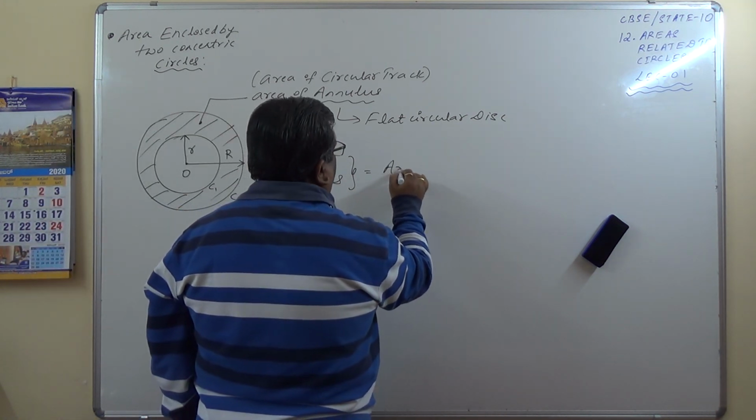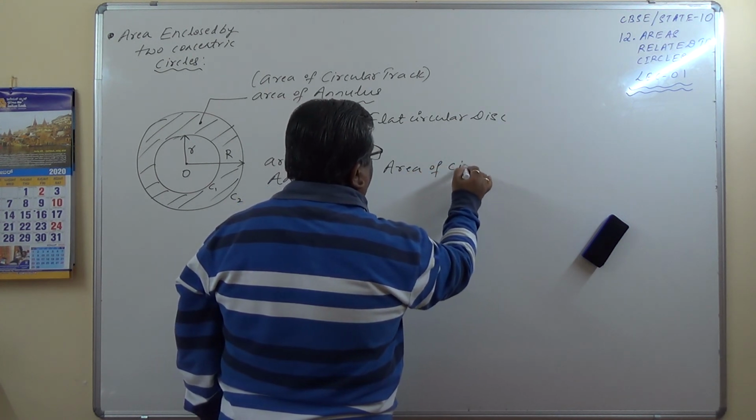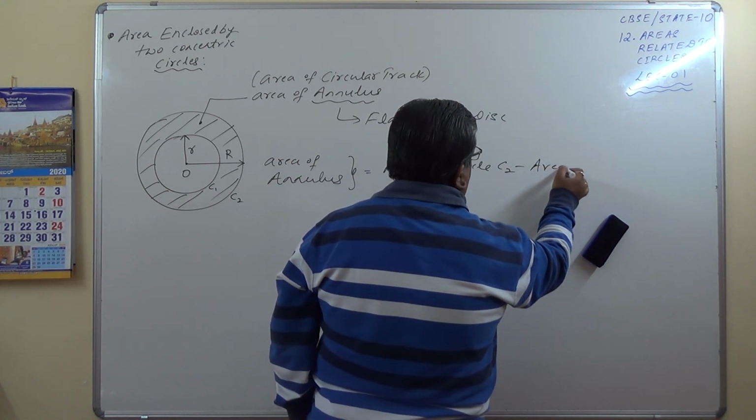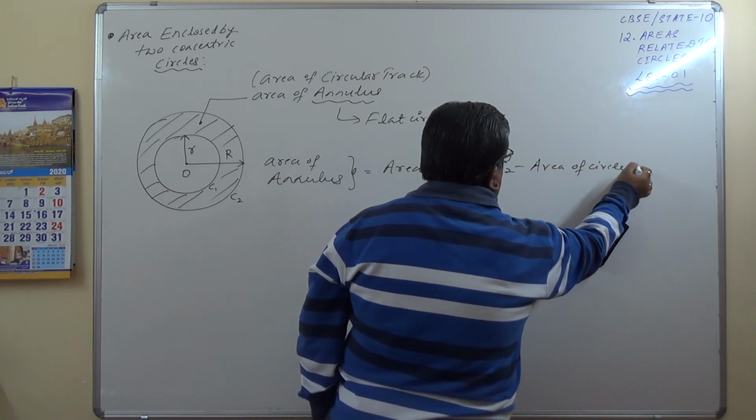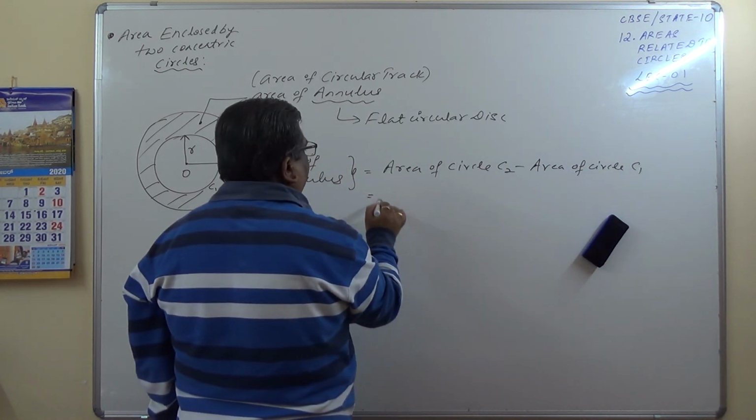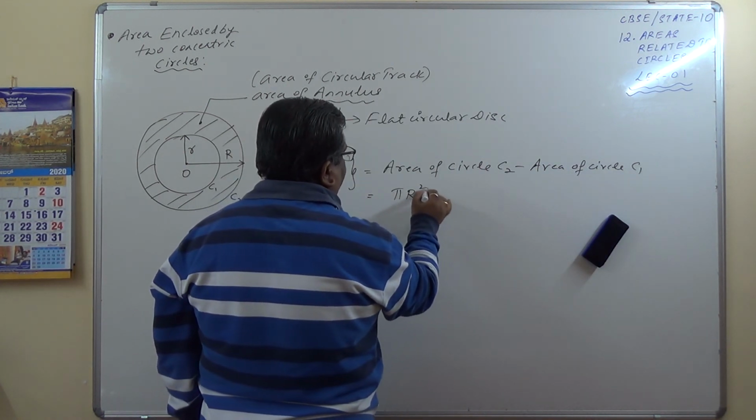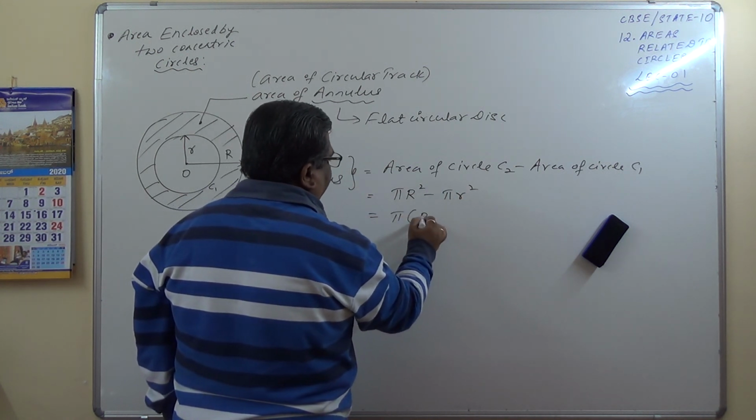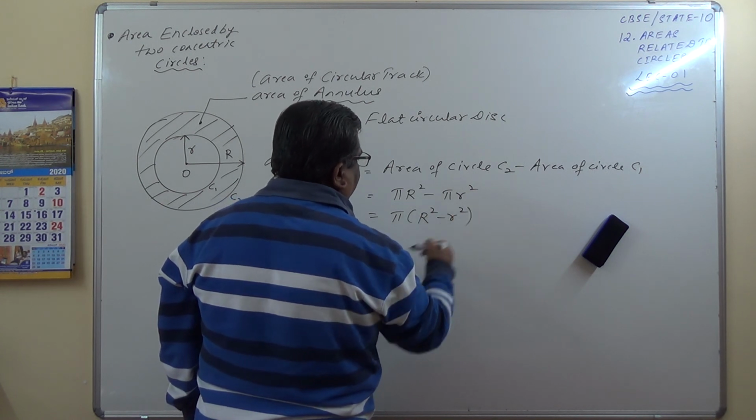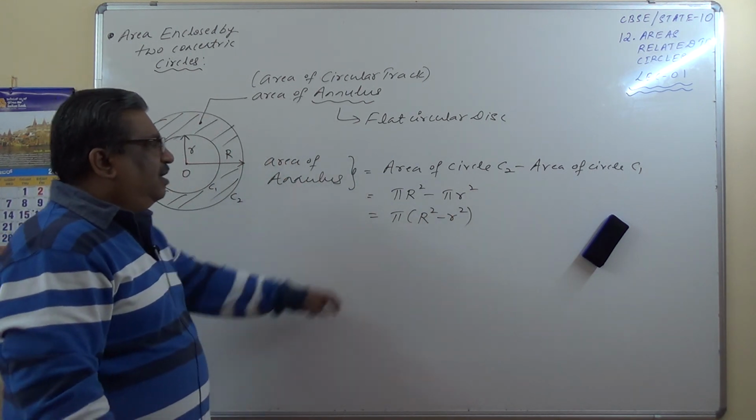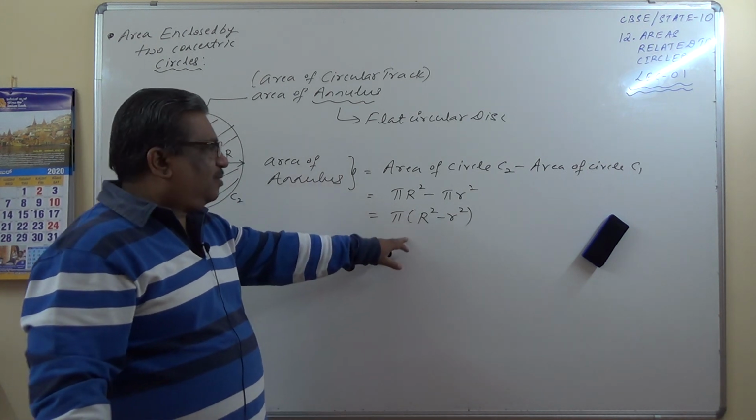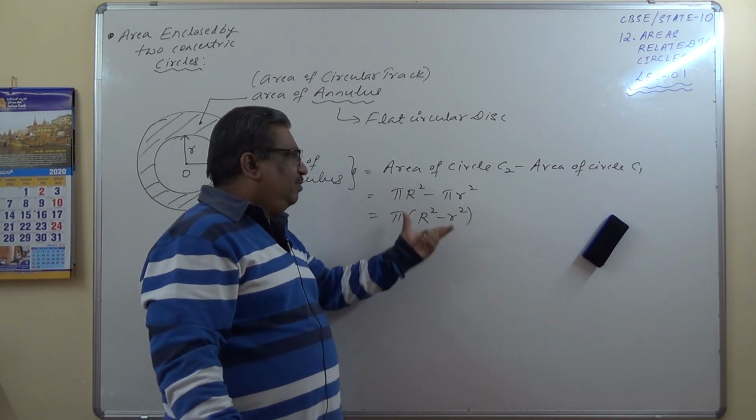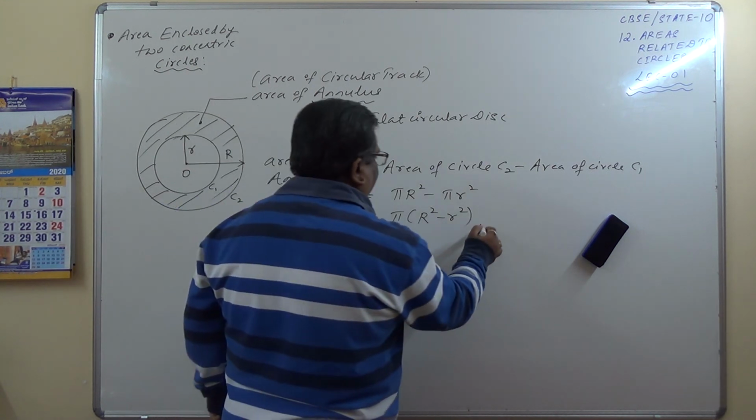area of circle C2 minus area of circle C1. So this is pi capital R square minus pi small r square, which is equal to pi into bracket R square minus r square. For calculation purposes, we can expand this also as pi into R plus r into R minus r. That way you can do the calculations, but for the time being, please make a note of this one.